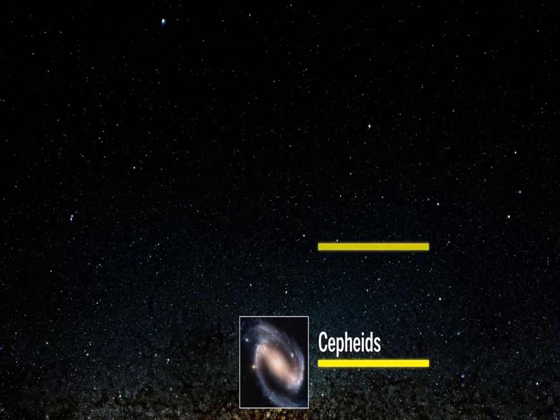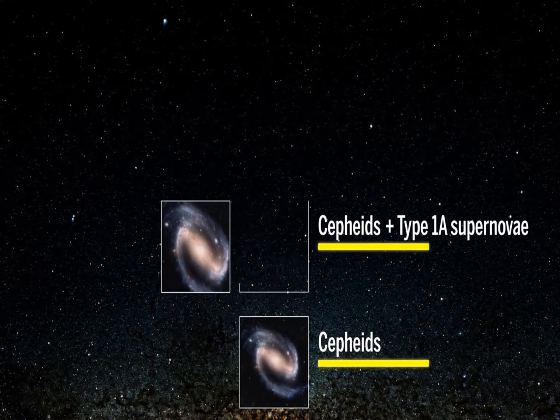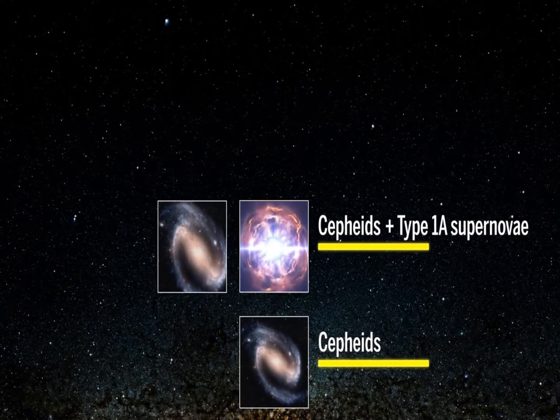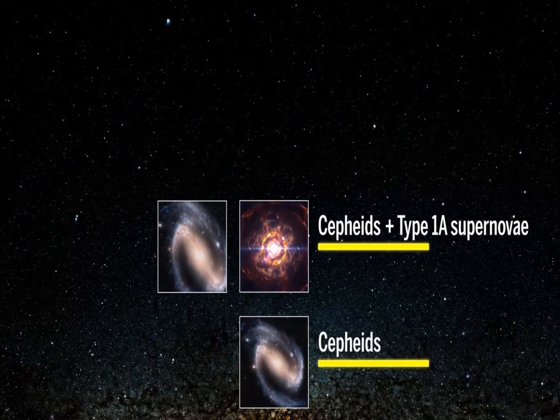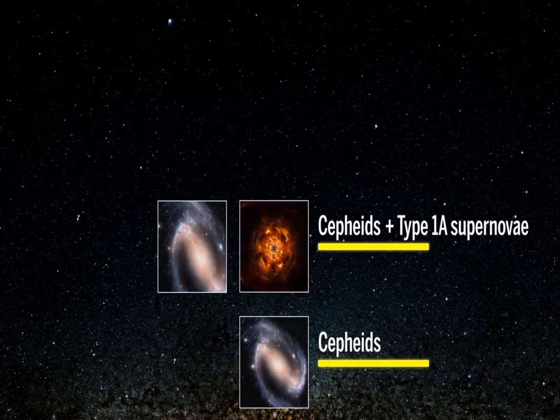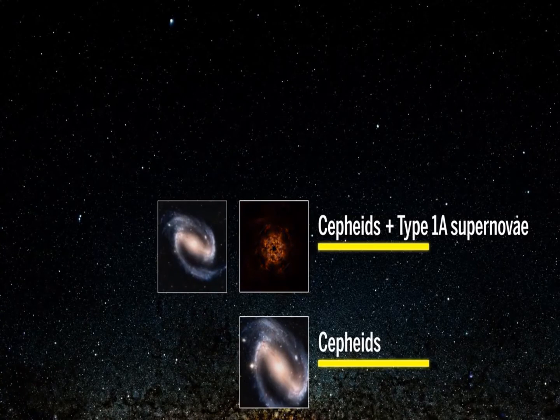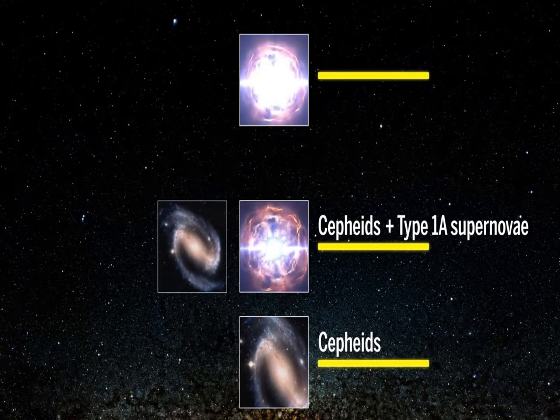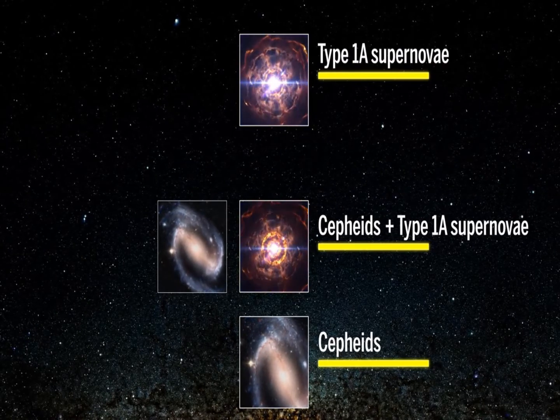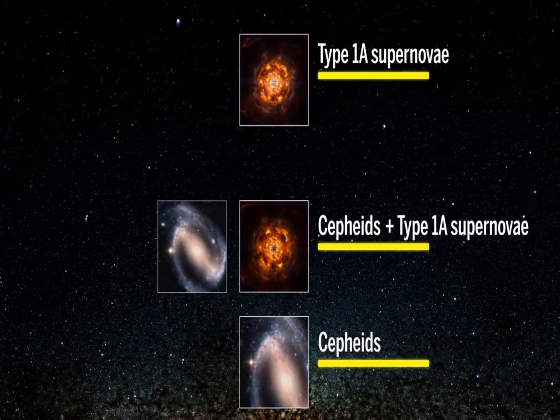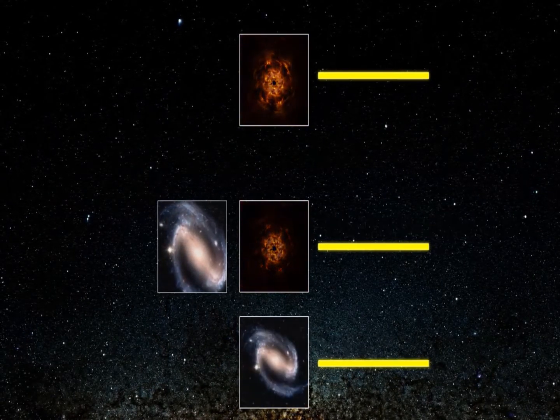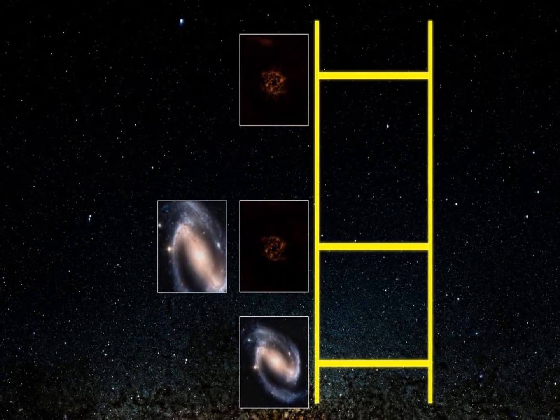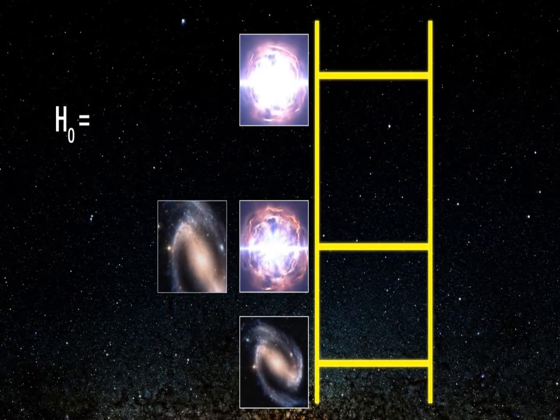Then we look to nearby galaxies that contain both Cepheids and another type of standard candle, Type 1a supernovae. These exploding white dwarf stars also have an intrinsic brightness. After calibrating these supernovae, astronomers can then move out to a third rung, to even more distant galaxies that only contain supernovae. Linking all these measurements, a recent study has pinned the Hubble constant at 73.